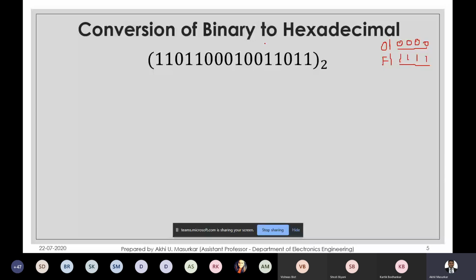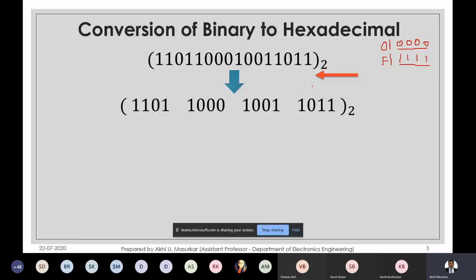It is important to note that binary to hexadecimal will reduce the number of digits. So it will make the code short. Again, we start from the right side, and you can see I have done groupings of 4 now, of course from the right side. So first one is 1001, then you have 1000, then 1011, 1101, and that's what has come all the way here.